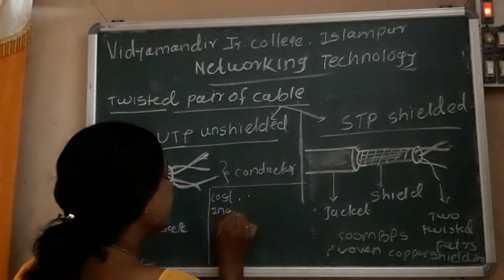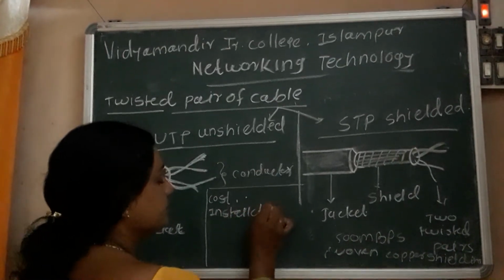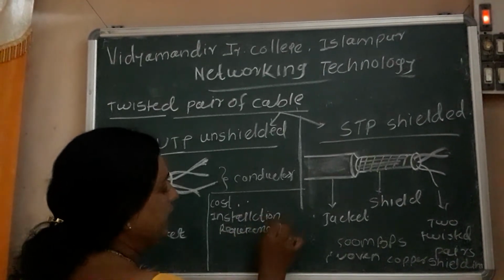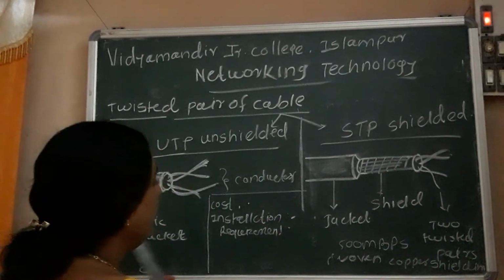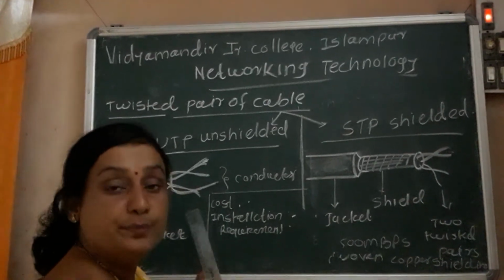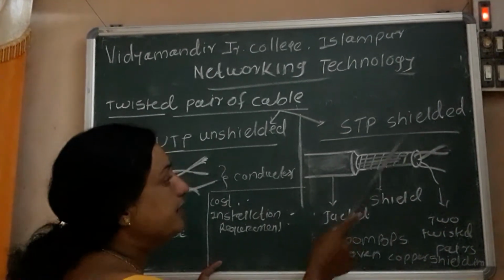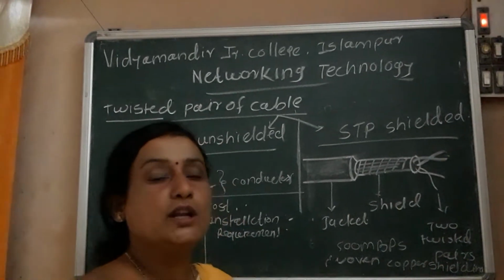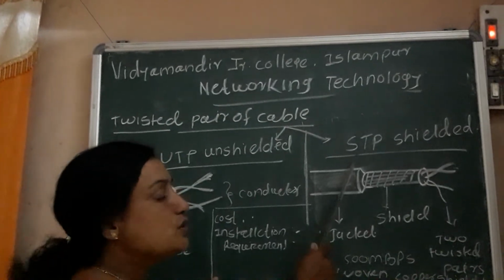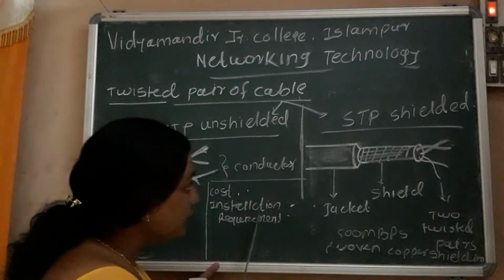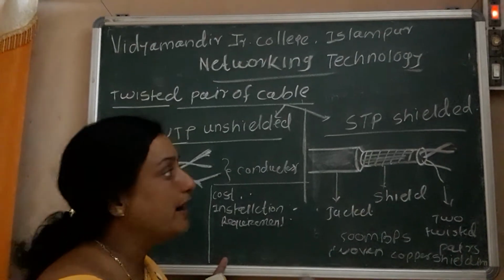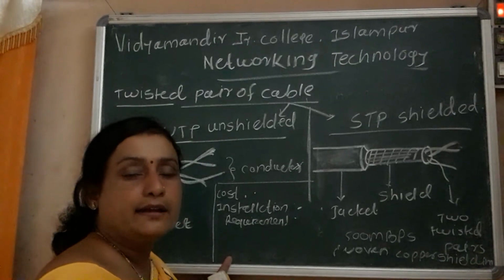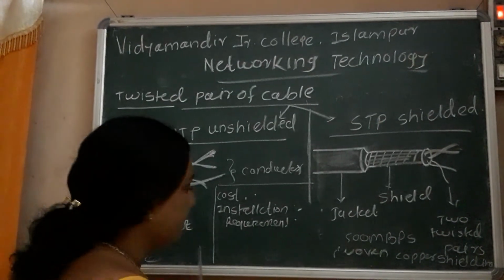Next, installation requirement. It is difficult to install the network as compared to the UTP. Why is it difficult? Because there is a shield. So skilled labor is required to install networking using the STP, and the cost of the installation is also greater using STP because different types of connectors are used to connect the cable.